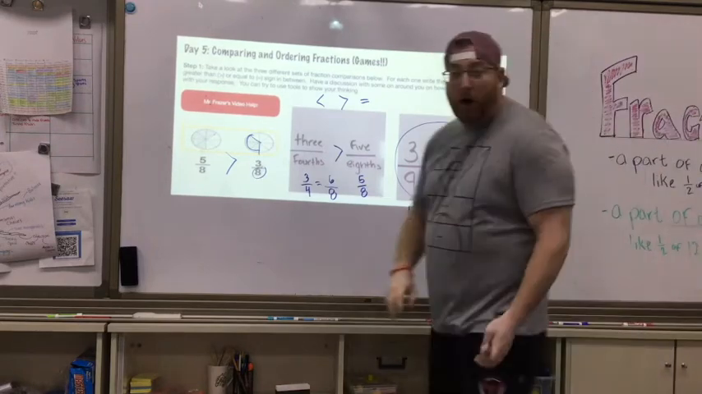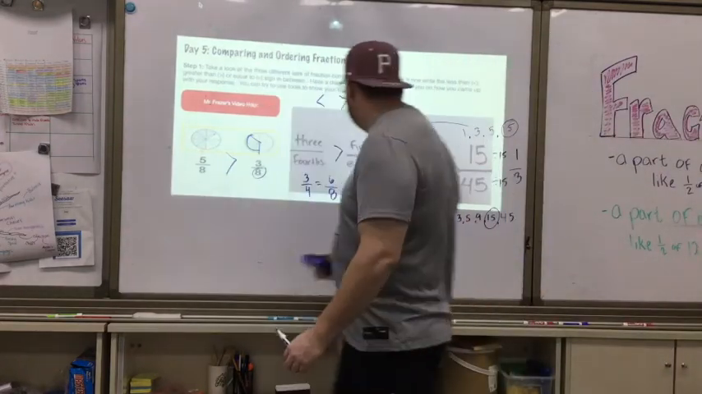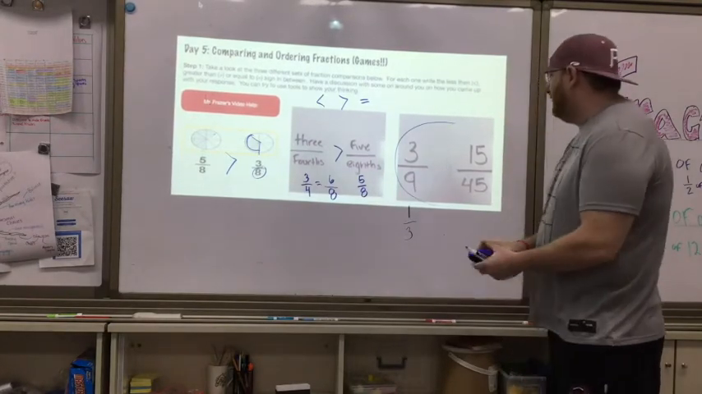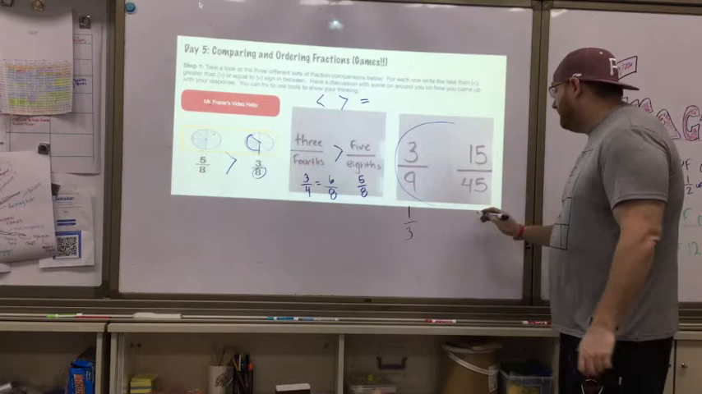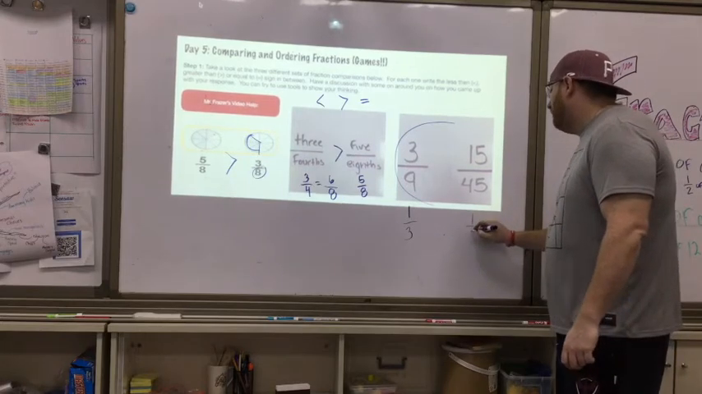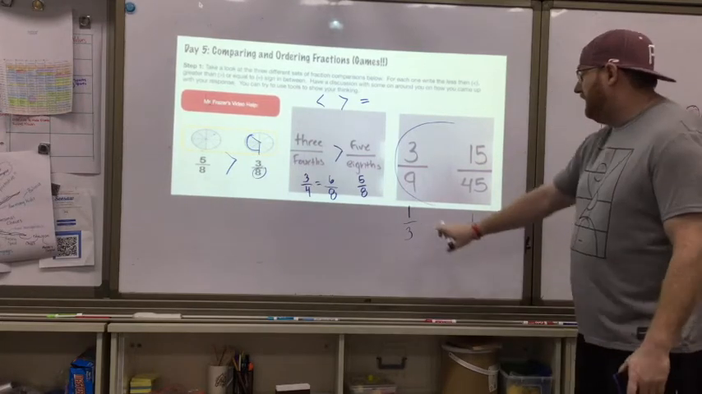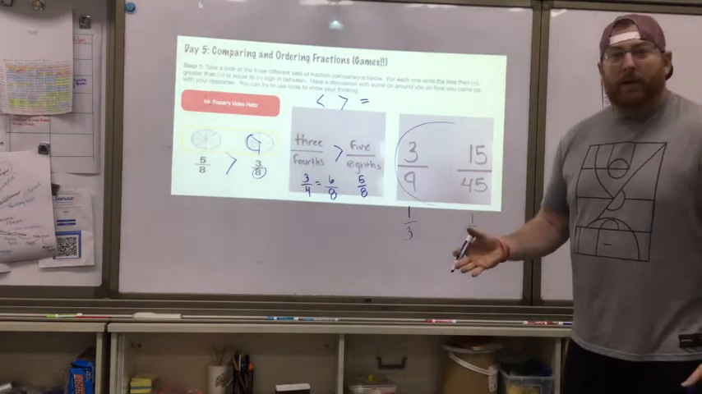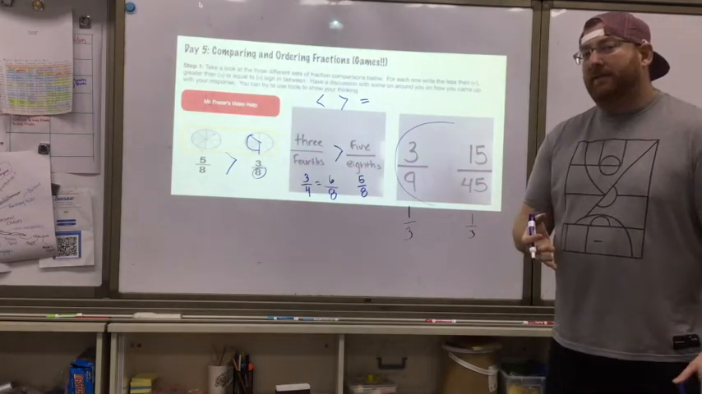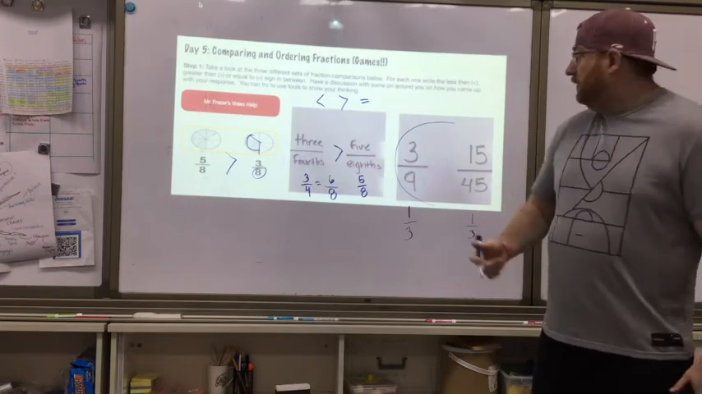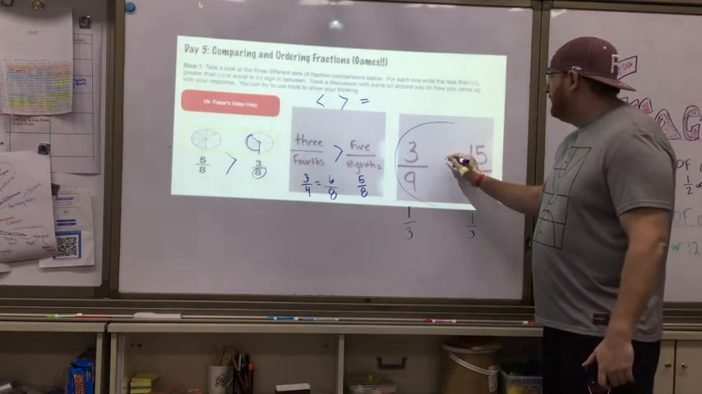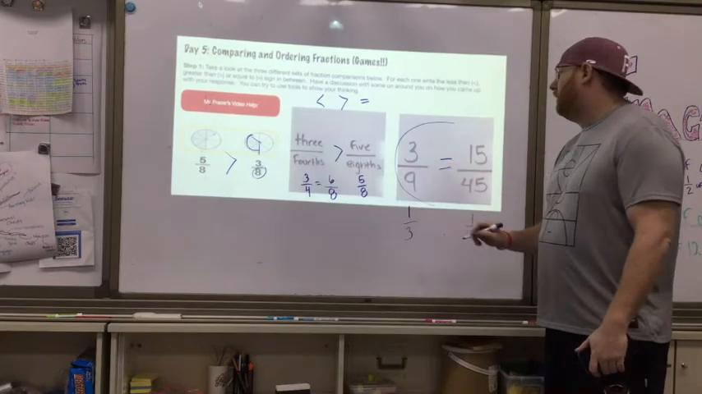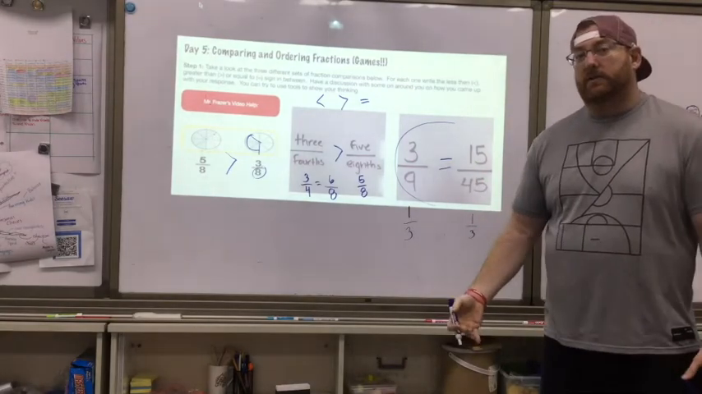So now after all of that work, and all of that trickiness, I've decided that 15/45 is just another way to write 1/3. So now I need to compare 1/3 to 1/3. Wait, isn't that the same fraction? You're right. So 3/9 and 15/45 are what are called equivalent fractions.